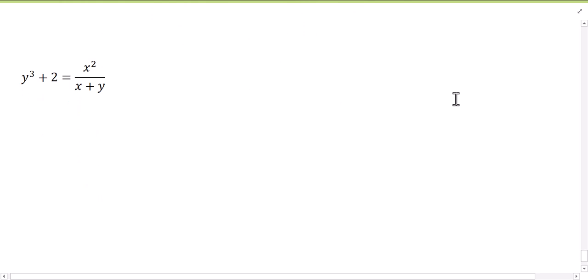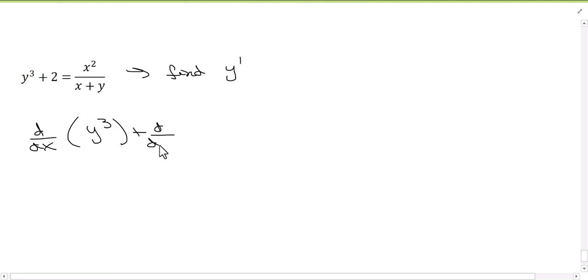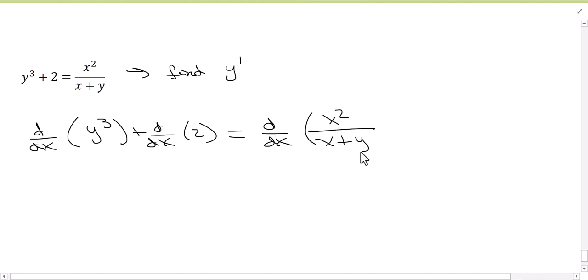Now on this one, same thing, find y prime, which means dy/dx. So let's take the derivative with respect to x of both sides. So the derivative with respect to x of, oh, I have a quotient here. So that means we're going to need quotient rule. So let's work on the left.